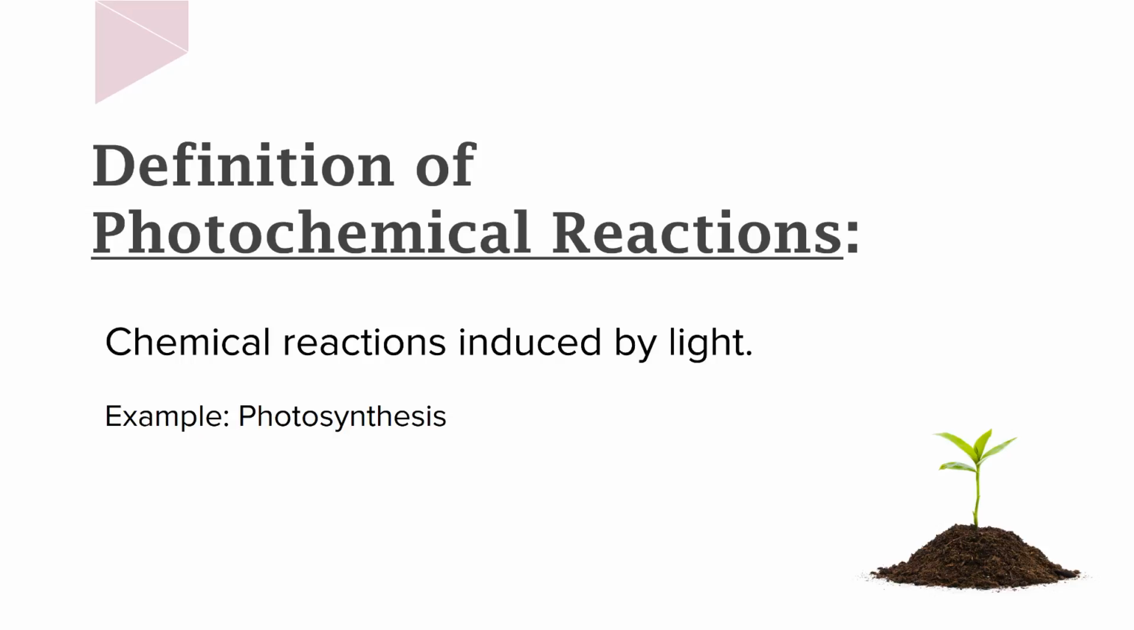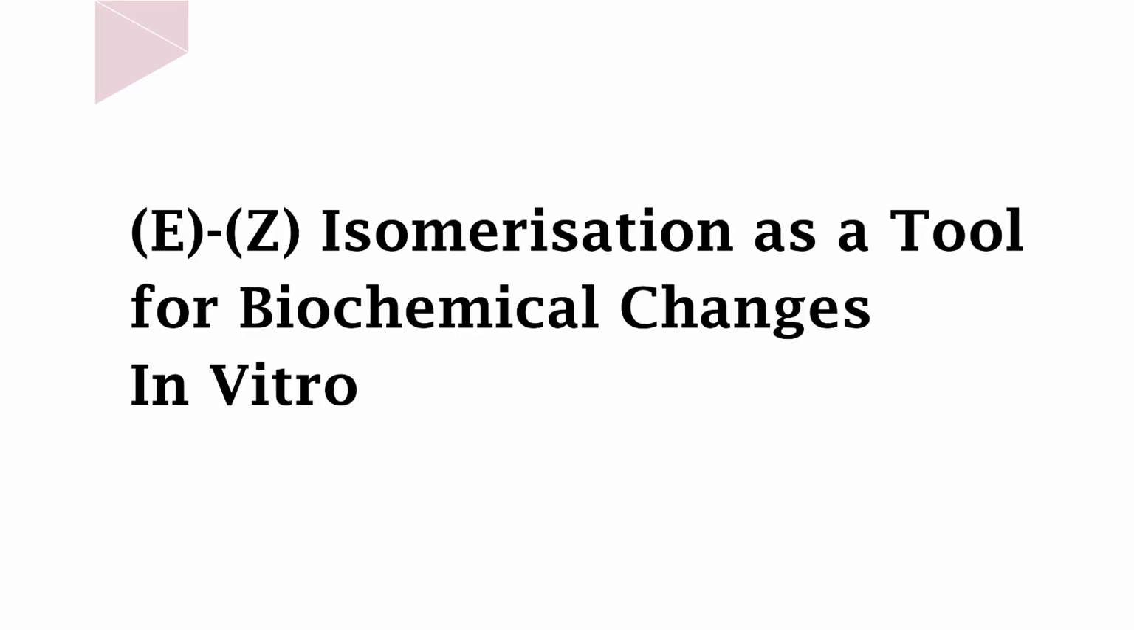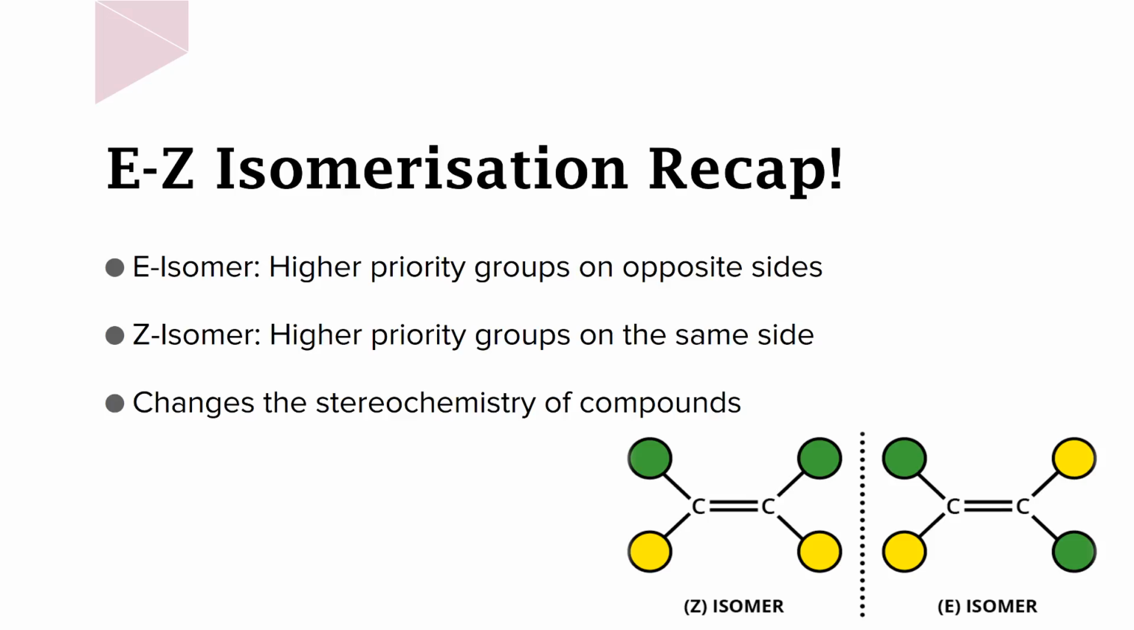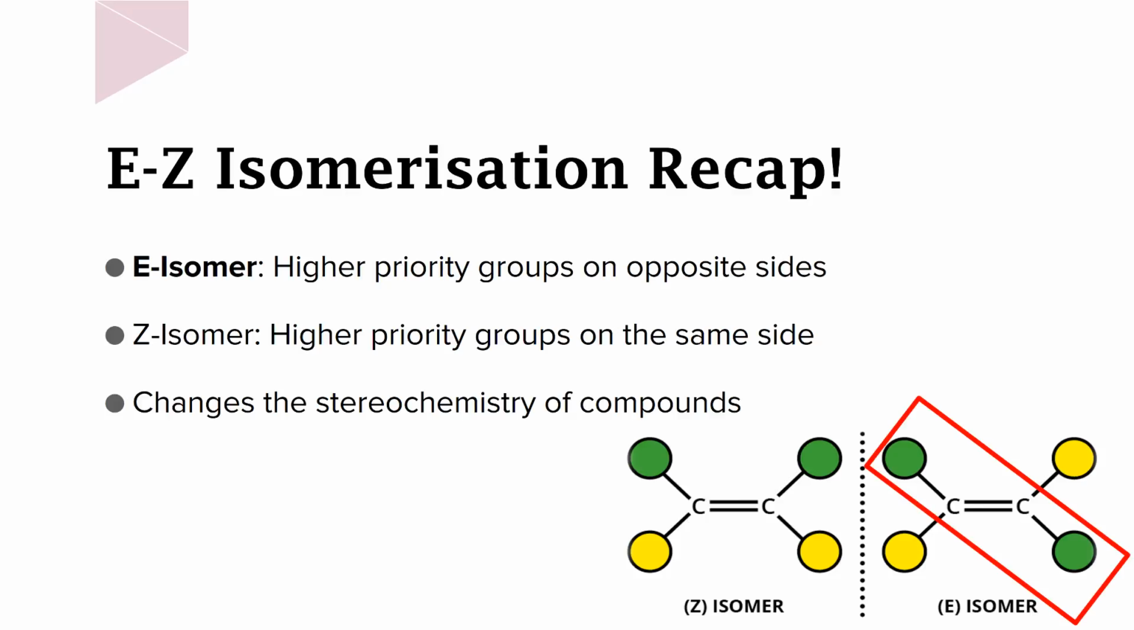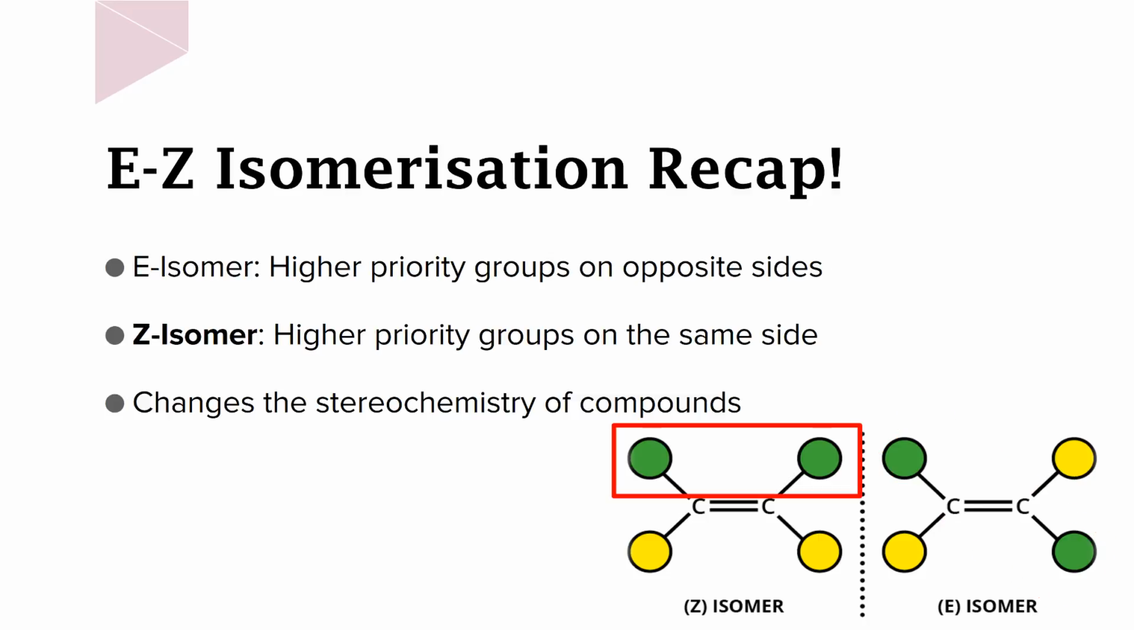Let's move on to EZ isomerization as a tool for biochemical changes in vitro. We have learned about EZ isomerization in our lectures taught by our lecturers. To recap, the E isomer of a compound is when both its higher priority groups are on opposite sides, while the Z isomer has both the higher priority groups on the same side. EZ isomerization changes the stereochemistry of compounds.